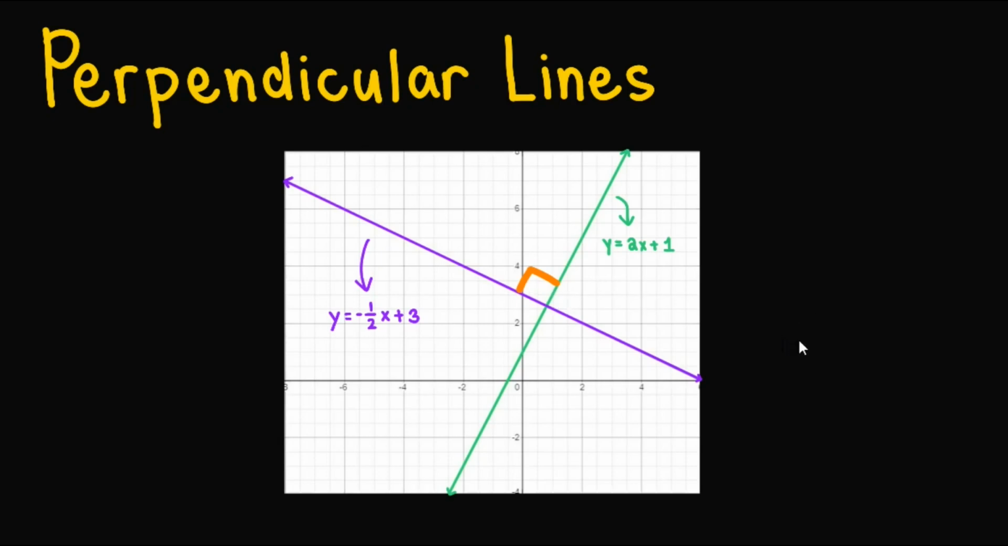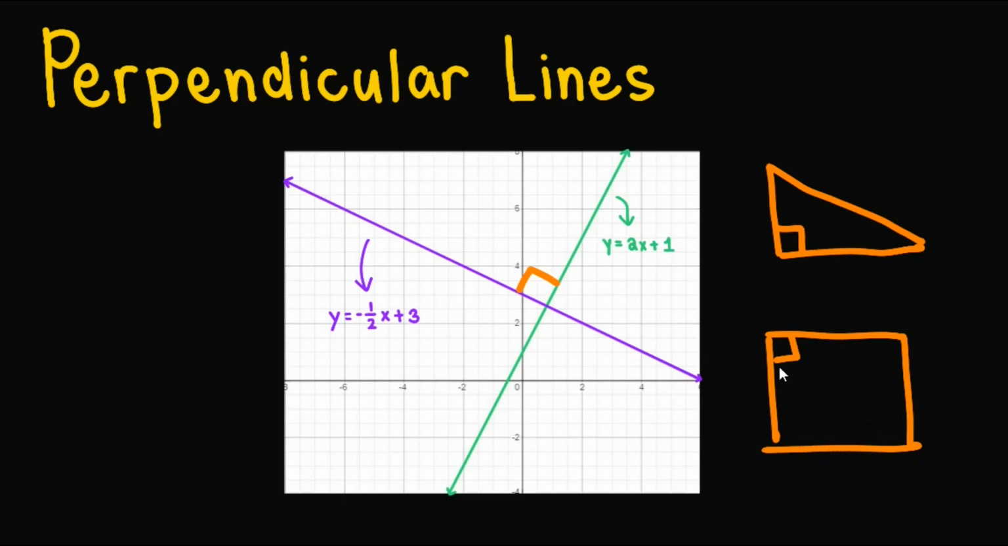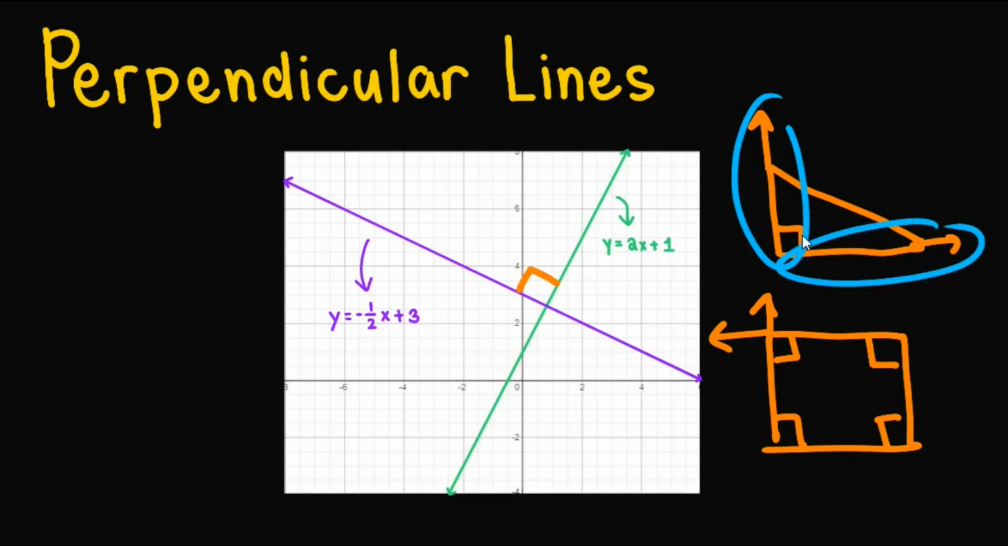So we usually see this in figures such as triangles and squares. Take note that if we extend these lines, then these two lines out here are perpendicular lines since they cross or intersect one another at a 90-degree angle.